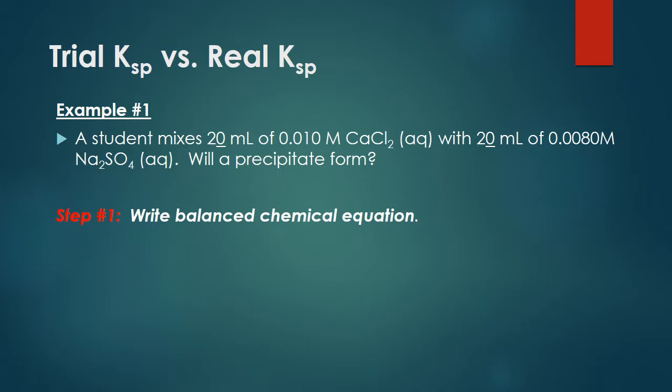Example number 1. In this case, a student is mixing 20 milliliters of a calcium chloride solution with 20 milliliters of a sodium sulfate solution. What you're being asked is, will a precipitate form? Well, the very first step that you have to consider is the balanced chemical equation. You need to be able to do a double displacement and determine which one might actually precipitate.